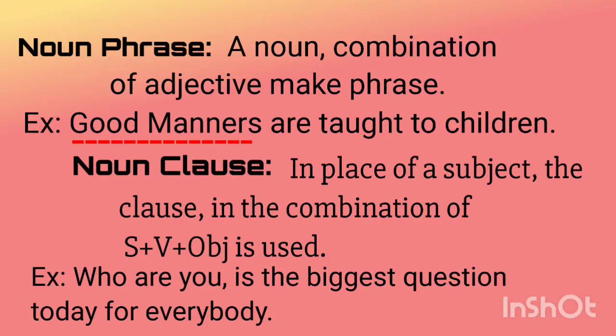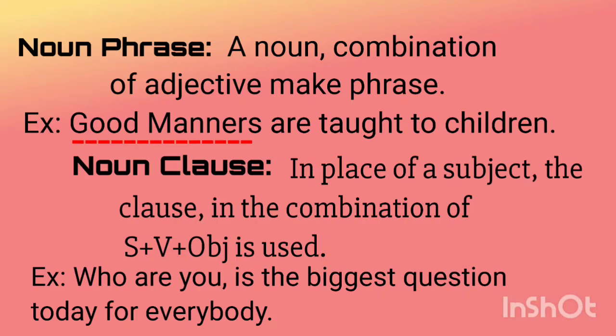Good manners. Good is an adjective, manners is a noun. So together we make a phrase acting as a subject in the given sentence. We are talking about good manners in the sentence. Good manners are taught to children. What are we taught? Good manners.